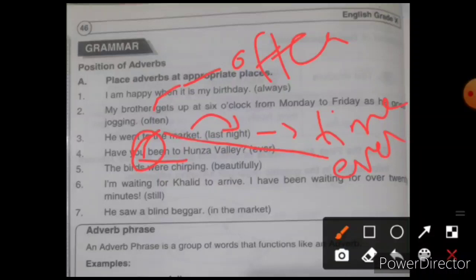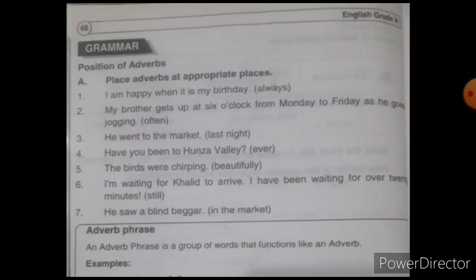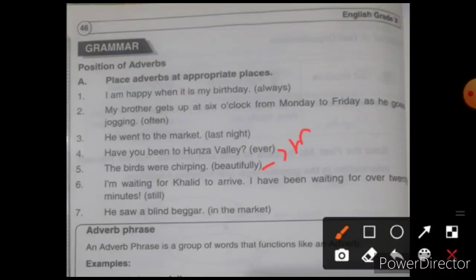Then the next one is the birds were chirping, and the word is beautifully. So what do you think beautifully is? Beautifully is the adverb of manner, first thing, and obviously it will come in the end, because adverbs of manner usually come at the end.